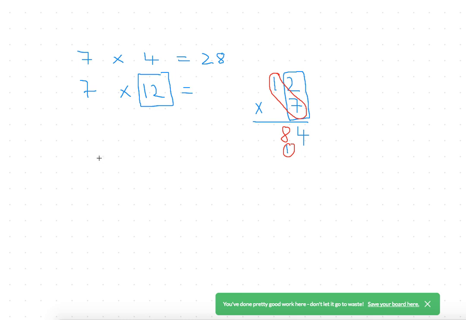The grid method. I like the grid method. Lots of my GCSE students use it. My daughter used it, and as long as she was getting the questions right, I was pretty happy. So let's have a look at the grid method.